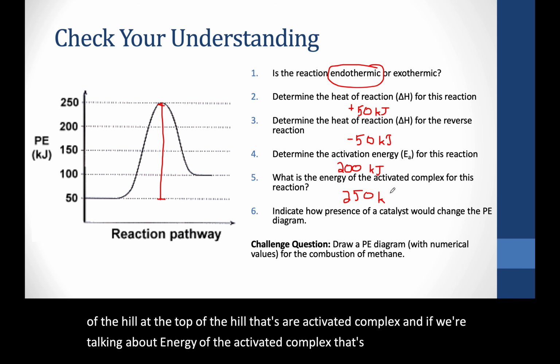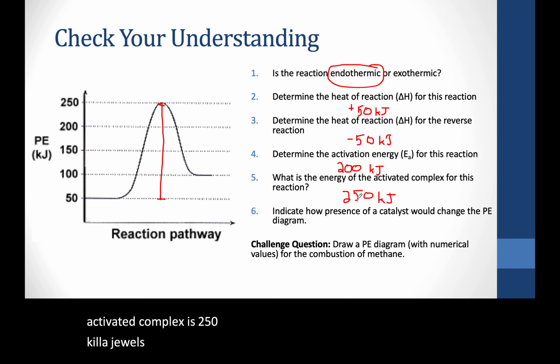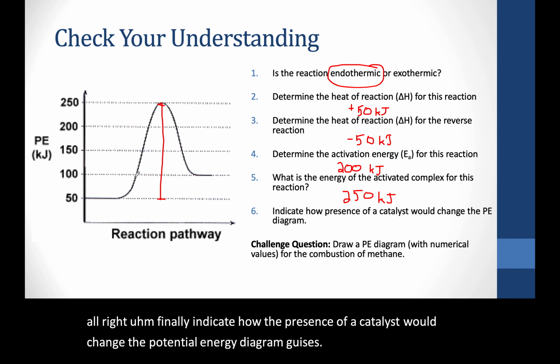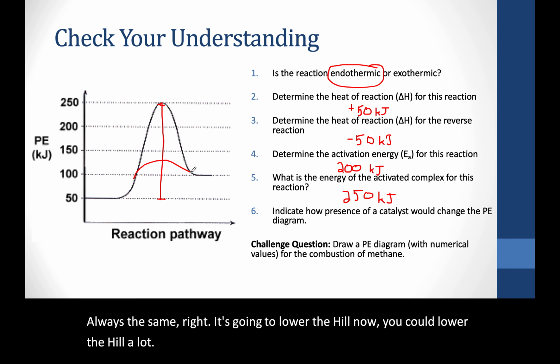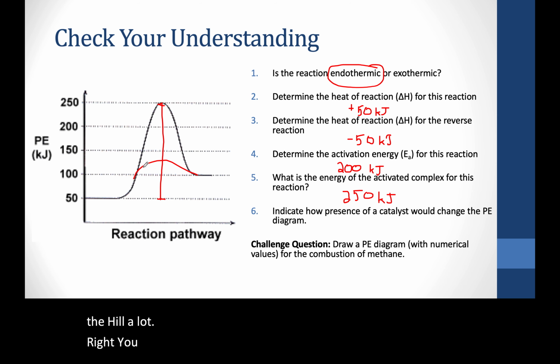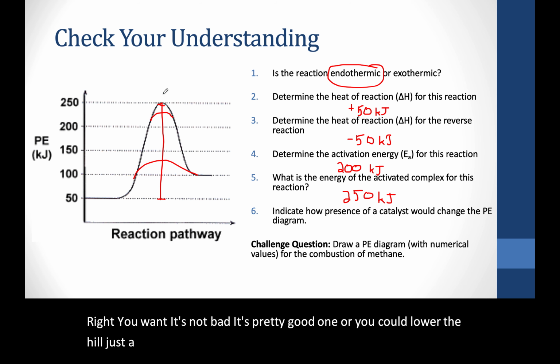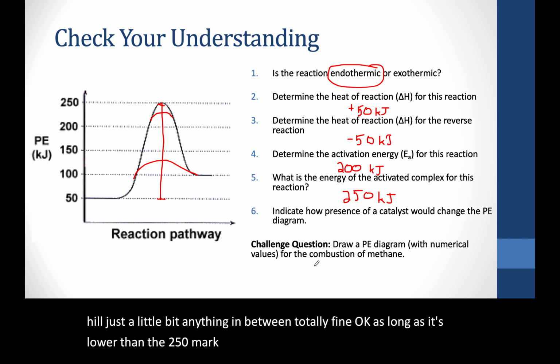All right. Finally, indicate how the presence of a catalyst would change the potential energy diagram. Guys, this is always the same. It's going to lower the hill. Now you could lower the hill a lot, if you want. That's a pretty good one. Or you could lower the hill just a little bit. Anything in between, totally fine. As long as it's lower than the 250 mark, the top of the hill, that's how a catalyst would change the potential energy diagram.